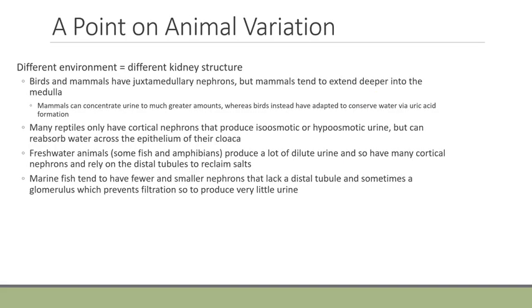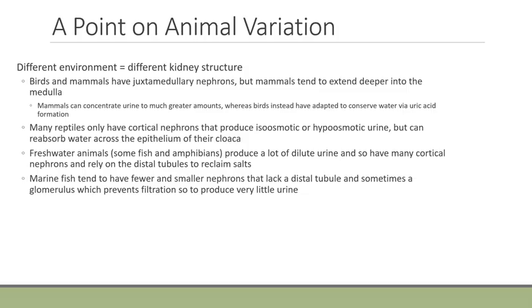Like we've already talked about, different environments are going to give you different kidney structures for those animals that actually have kidneys. Birds and mammals have juxtamedullary nephrons, but mammals tend to have theirs dive deeper into the medulla. Mammals are good at concentrating their urine to really good amounts. Birds don't have the ability to concentrate urine in the exact same way, though they can conserve water differently via the formation of uric acid instead. So different adaptive strategies still get to a good end point, just different ways that you go about it.